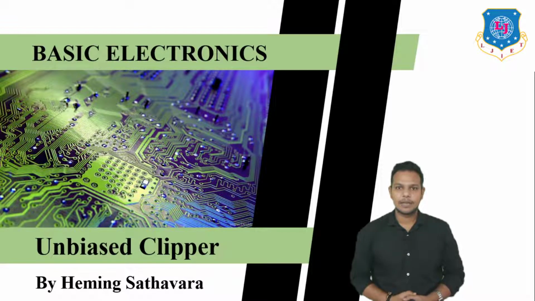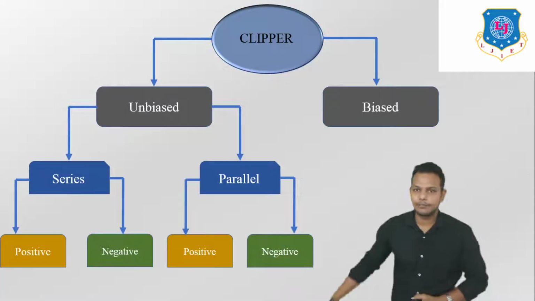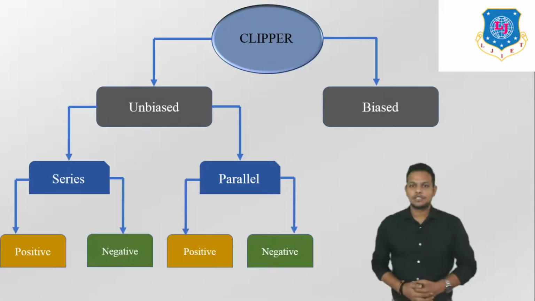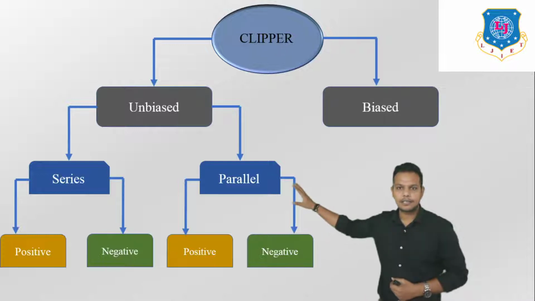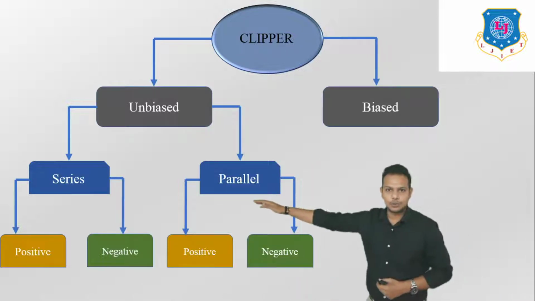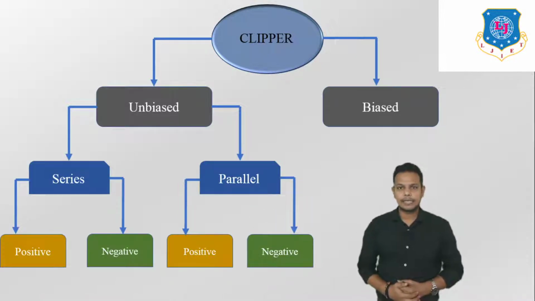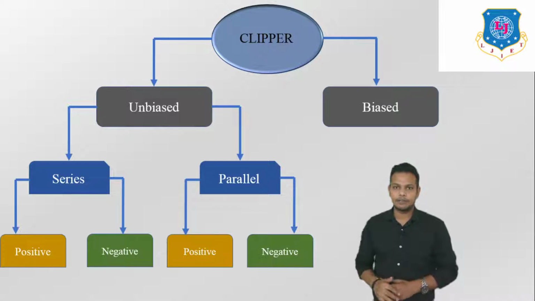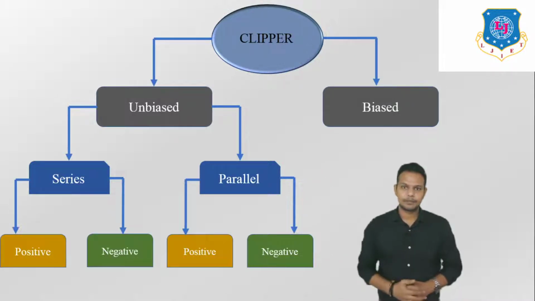Today we are discussing the unbiased clipper. So let's see what a clipper is. Here we can see the chart of clippers. Clippers are divided into two parts: one is unbiased, another one is biased. Unbiased clippers are divided into two types: series and parallel. In this video lecture today, we are going to discuss only the series unbiased clipper.